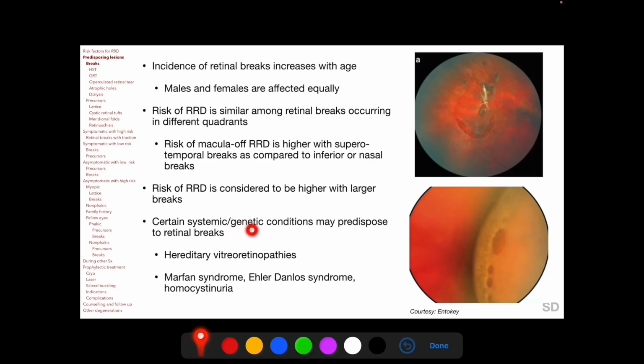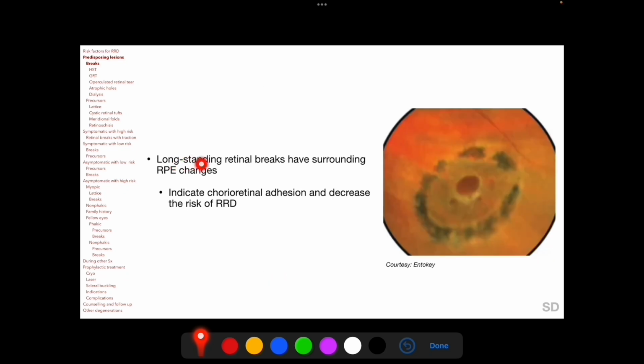Certain systemic or genetic conditions may predispose to retinal breaks, such as hereditary vitreoretinopathies such as Stickler syndrome, Marfan syndrome, Ehlers-Danlos syndrome, and homocystinuria. Long-standing retinal breaks, whether retinal tears or retinal holes, have RPE changes surrounding them, as seen here in this color photograph, which indicate chorioretinal adhesion and thus decrease the risk of RRD extending from these breaks.